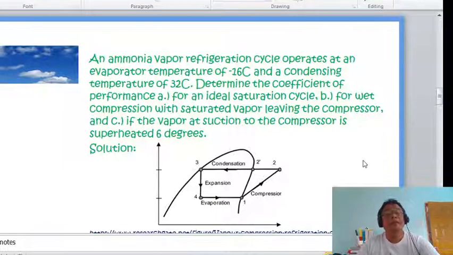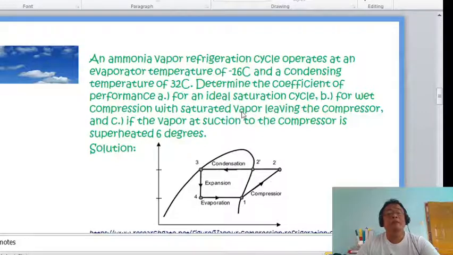So another problem we have here in the next topic, the refrigeration system or cycle, or the vapor compression cycle. An ammonia vapor refrigeration cycle operates at an evaporator temperature of negative 16 and a condensing temperature of 32. Determine the coefficient of performance.